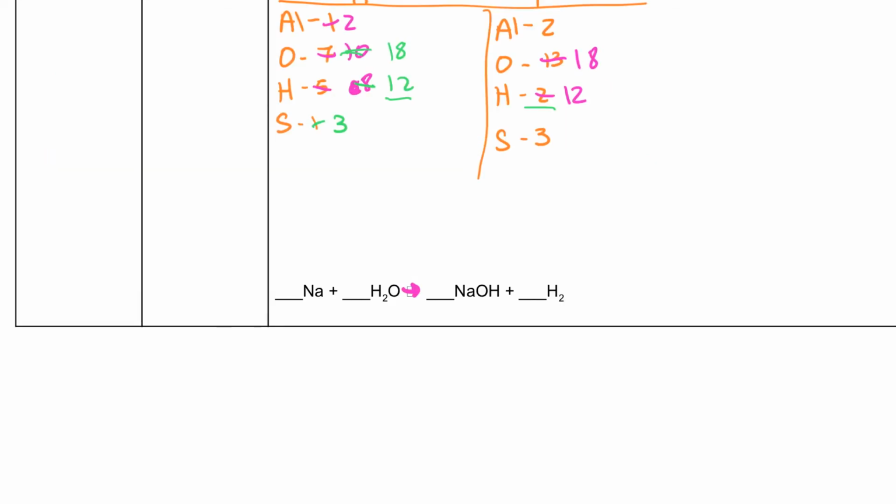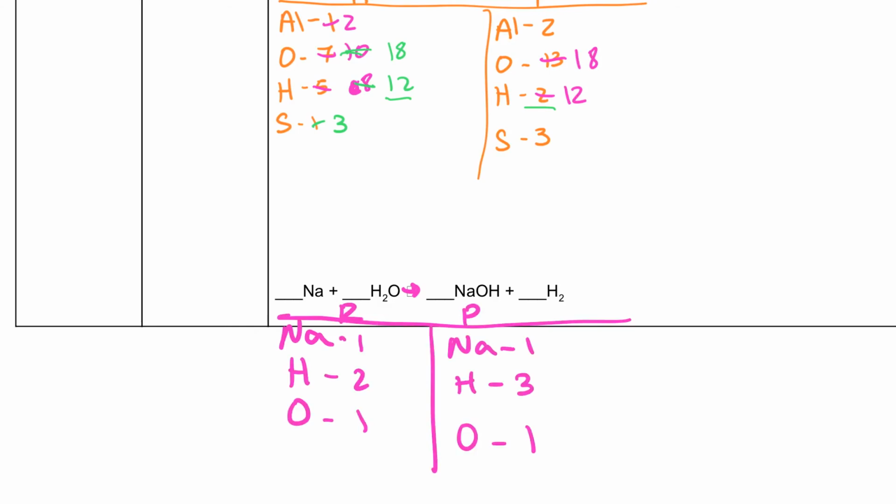For this next reaction, we have 1 sodium on the reactants and products. We have 2 hydrogens on the reactants and 3 hydrogens on the product. And on the oxygens, we have 1 and 1. So the only thing that's not balanced is our hydrogens. So I'm going to start by putting a 2 in front of that H2O. And when I do that, I end up with 2 oxygens and 4 hydrogens.